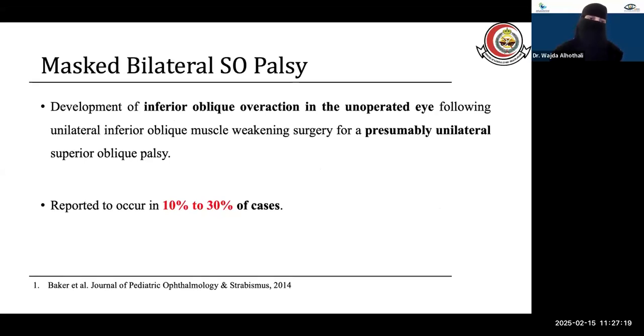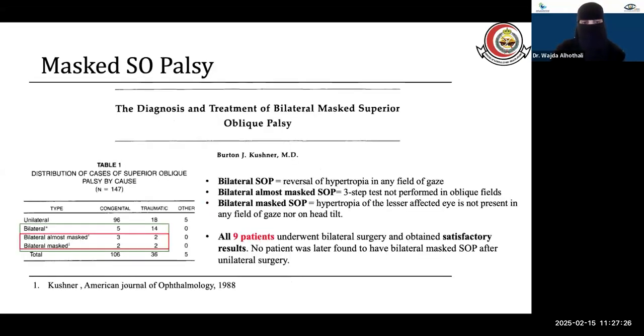When this happened, it is termed masked bilateral superior oblique palsy, and it occurs in 10 to 30% of the cases approximately. This is a nice paper by Dr. Kushner that reviewed 147 patients with superior oblique palsy, and he identified 28 patients with bilateral superior oblique palsy. He stratified those patients into a clear bilateral superior oblique palsy with reversal of hypertropia appreciated in any fields of gaze, either the oblique fields or head tilts, and then a bilateral masked superior oblique palsy where the hypertropia of the lesser affected eye is not present in any field of gaze.